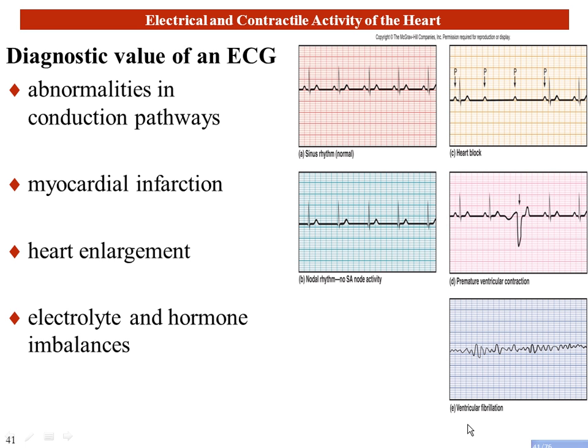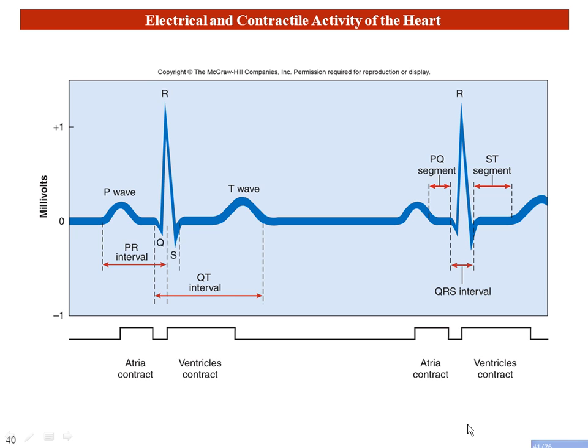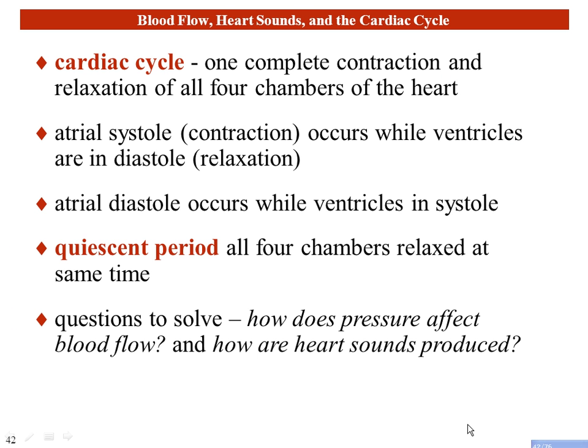As I said, many different types of pathology show up on an ECG. You can see a normal one here. Here's a heart block. We have a nodal rhythm, and no SA node activity, premature ventricular contraction, ventricular fibrillation that we were talking about earlier. I'm not going to have anything like this on a test and have you tell me what it is. I just want you to know what a normal one looks like, and be able to describe these three main line deviations.